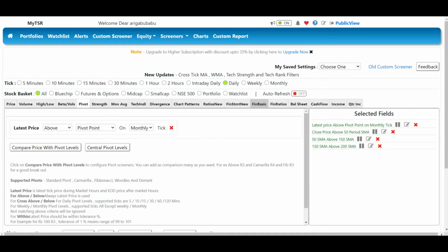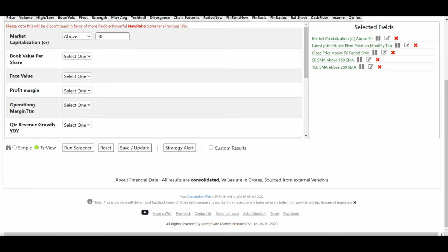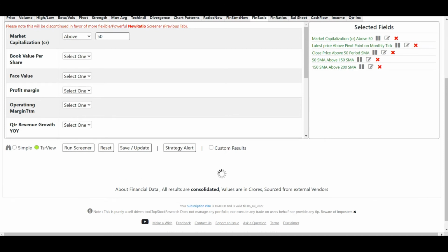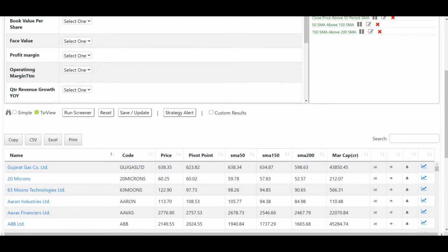So let me put the market capitalization criteria. We come to fin basics and set market capitalization above 50. Now we have 5 criteria. We click on run screener. We got 401 stocks. From these 5 criteria, we have got 401 stocks. Now a few other criteria are remaining.